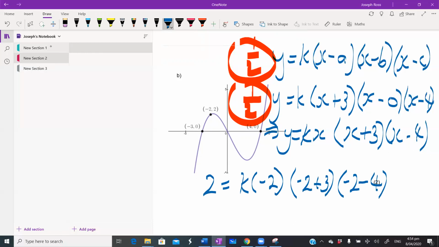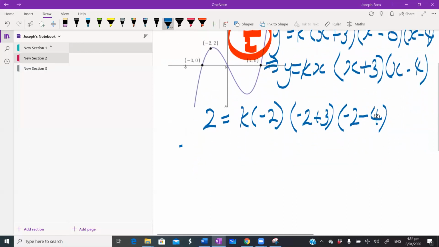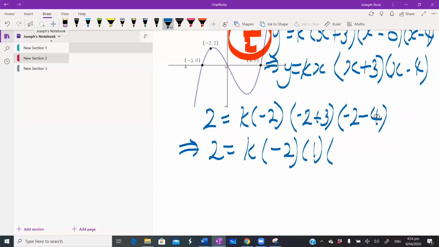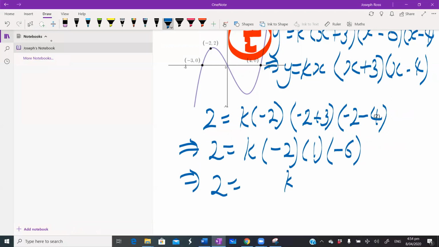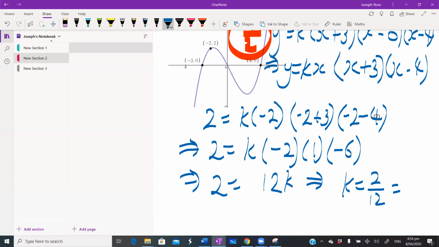Okay, so let's work out what the brackets are. So therefore, we've got 2 is equal to k multiplied by -2. -2 plus 3 is 1. -2 minus 4 is -6. And then we get 2 equals k multiplied by -2 times 1 times -6, which gives you 12. So therefore, we've got 2 equals k times 12, and then we've got to work out the value of k from there. So therefore, we've got k equals 2 divided by 12, which is 1 divided by 6.